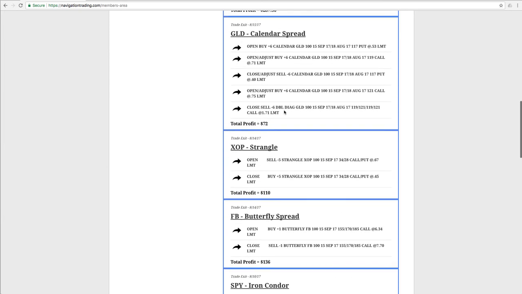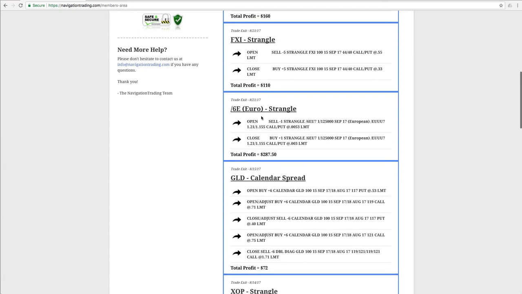A GLD calendar spread, booked a profit of $72. And look at, these are not all easy trades. In other words, we didn't just put them on and take them off for a profit. The GLD calendar spread, we had to adjust three different times before we were able to book that profit. A strangle in the Euro futures contract. So not only are we using individual stocks, but we're using ETFs and we're using futures. I'm showing you how you can use these strategies on all different types of symbols.